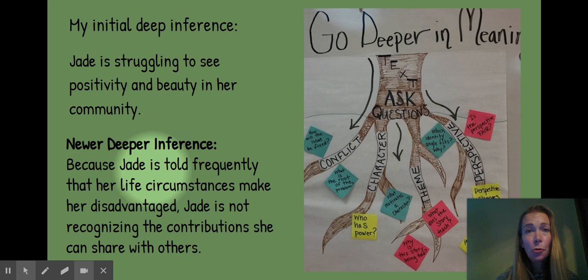I hope you try this strategy. It is one that you will need to do with some practice at first, but then eventually, naturally, you will just start getting to the root while you're reading or after you're reading, just thinking about the text.